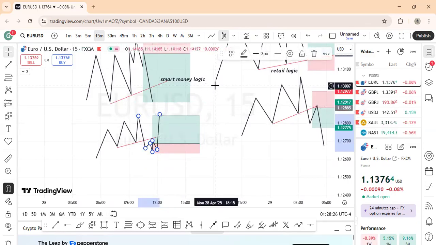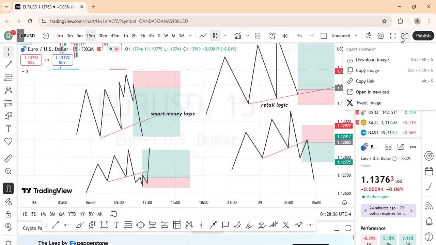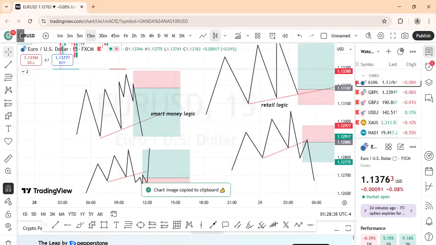So this is the difference between the retail logic and the smart money logic. Can you guys see what I'm talking about? This is really the difference between retail logic and smart money logic.